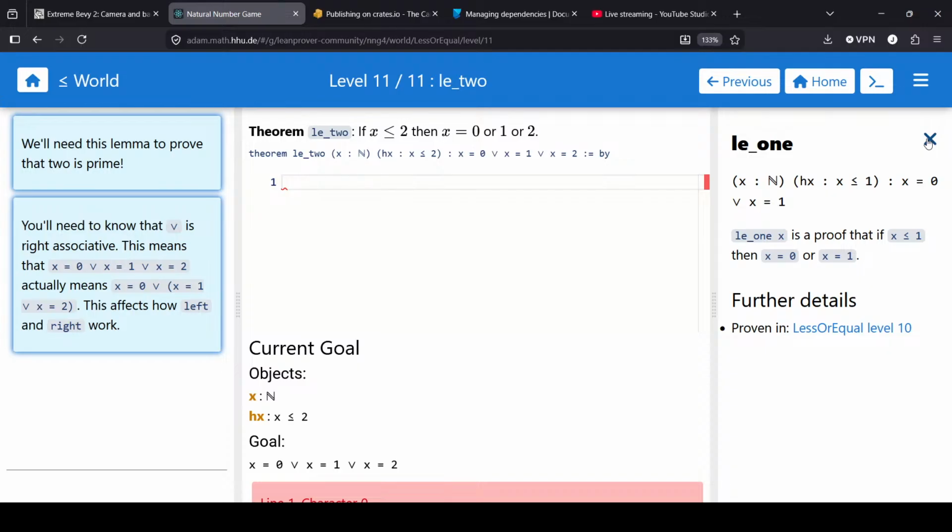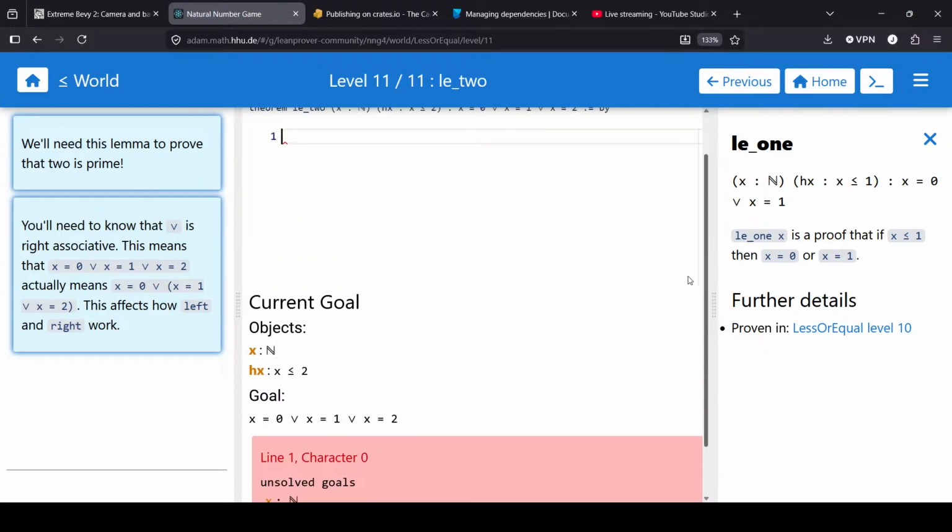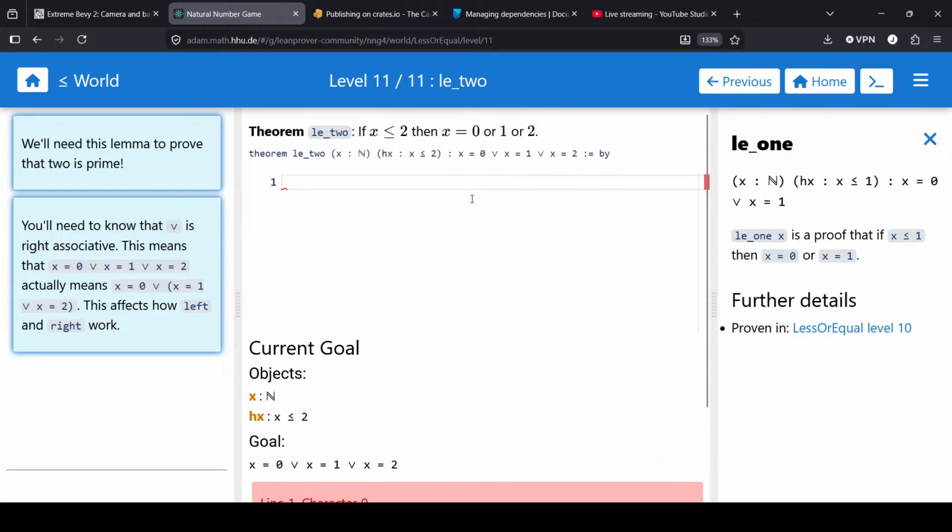You need to know that OR is right associative. This means that x equals 0 or x equals 1 or x equals 2 actually means this. Oh, really? Huh, why is it right associative? Why would you do it that way instead of making it left associative? That's weird. I feel like normally it's left associative when you're just ORing a bunch of booleans together, like in your if conditions. But okay, sure, we'll do this.